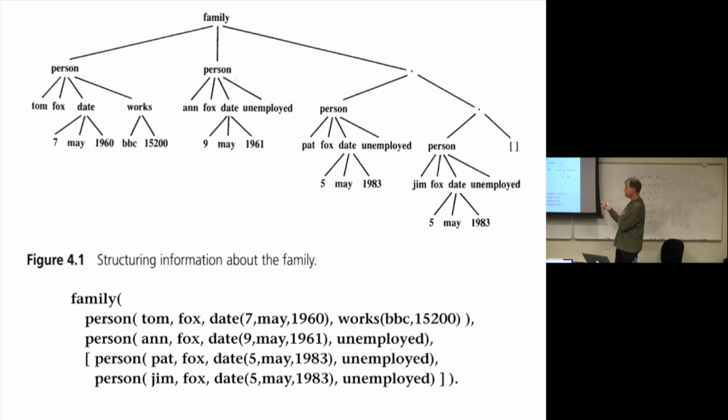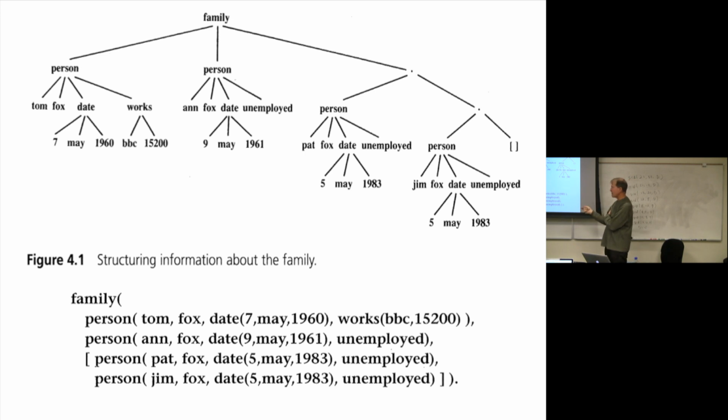Now check this out, you guys. Here's figure 4.1 from the 3rd edition. What does this tree mean? Family is the root of the tree. It's the functor of a predicate. How many parameters does family have? Can you tell from this tree? It has 3, because there's 1, 2, 3 branches down below. Is everybody clear?